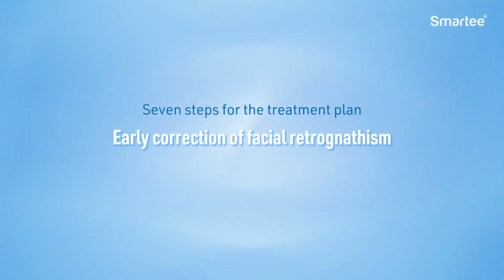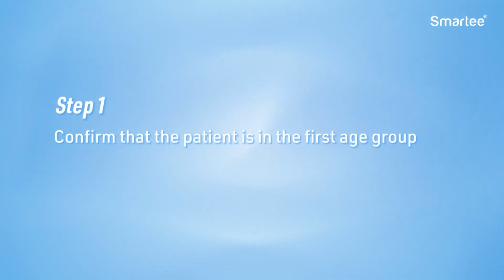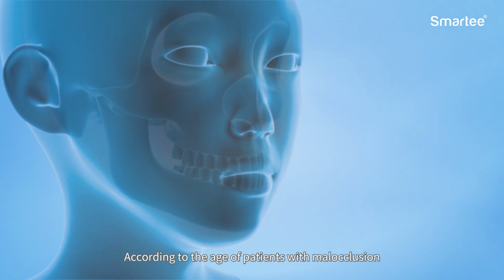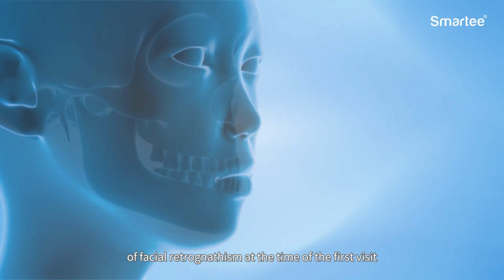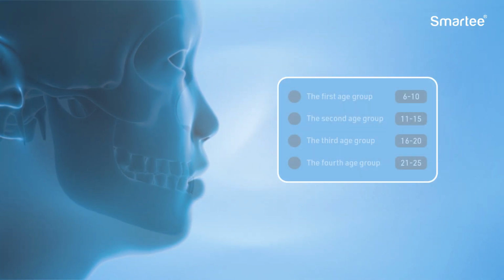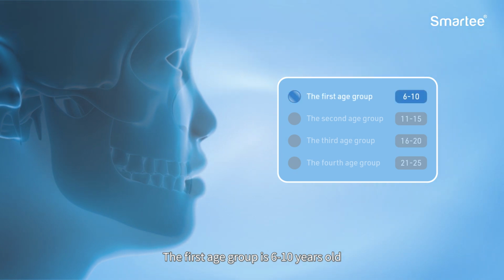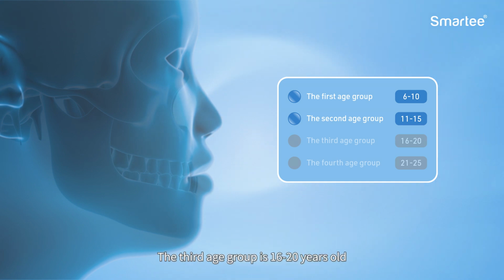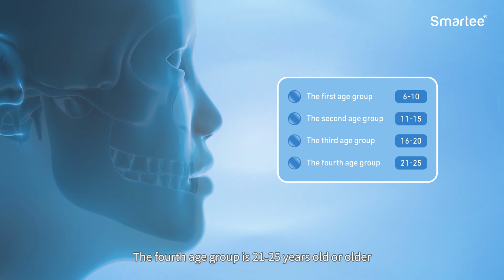Seven steps for the treatment plan of early correction of facial retrognatism. Step 1. Confirm that the patient is in the first age group, that is, 6 to 10 years old. According to the age of patients with malocclusion of facial retrognatism at the time of the first visit, they were divided into 4 age groups. The first age group is 6 to 10 years old and the second is 11 to 15 years old. The third age group is 16 to 20 years old. The fourth age group is 21 to 25 years old or older.